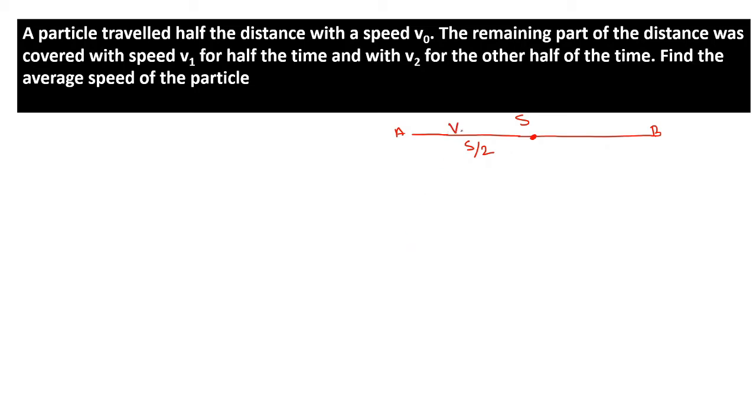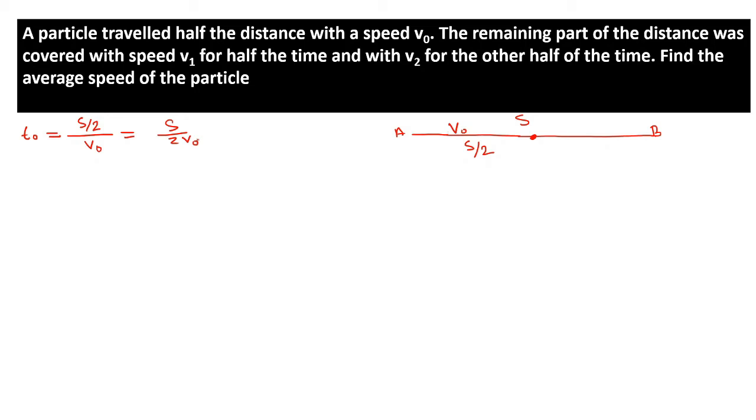This half of the distance, S by 2, the particle has moved with speed v0. So how much time has it taken? We know speed is distance by time, so let us consider this time is t0. The distance is S by 2 and the speed is v0, so t0 equals S by 2v0. Is that clear to all of you?